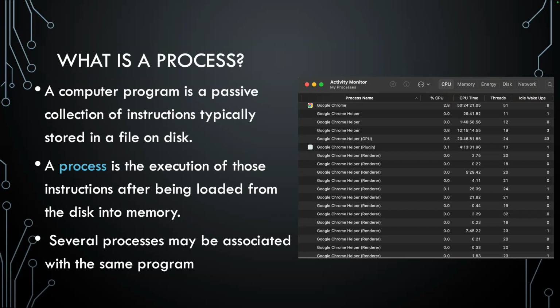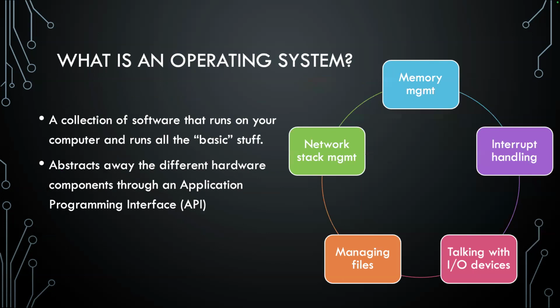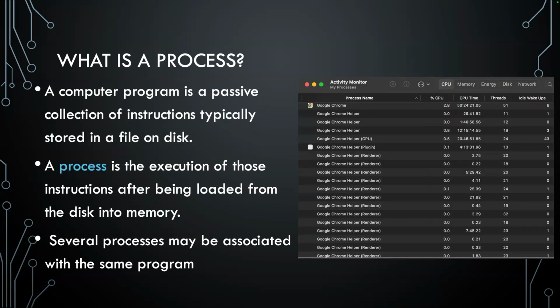So you can check it out using Activity Monitor on your Mac, or on Windows, it's Task Manager. Thank you. And you can just inspect all the processes that are running, how much CPU they're using, what the CPU time is. We'll talk about that in just a little bit. How many threads are going? Threads are up next. Yes.